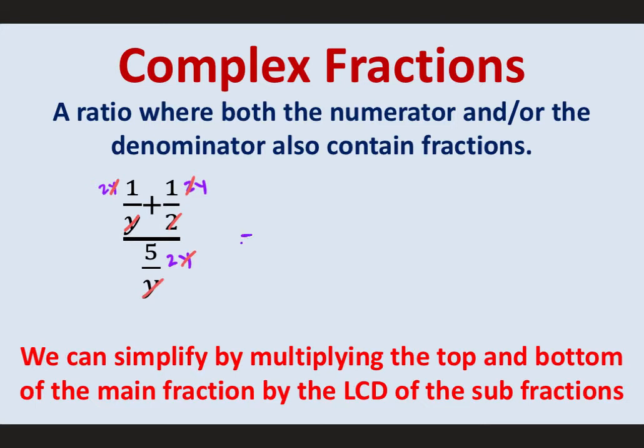I now have 2 times 1 on the top left, which is just 2, plus 1 times y, which is just y, over 5 times 2, which is just 10. And there we go. We no longer have a complex fraction. This is now simplified, and we are done with this example. That's complex fractions in short. If we have a fraction of fractions, we can use this method to quickly simplify them down.